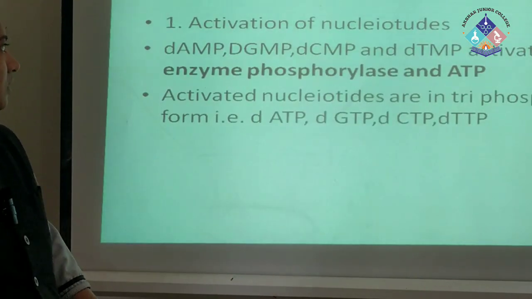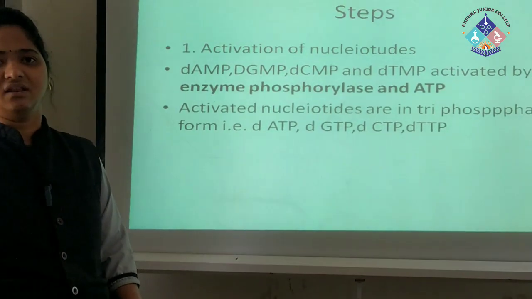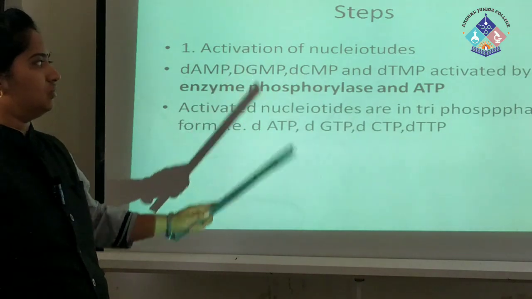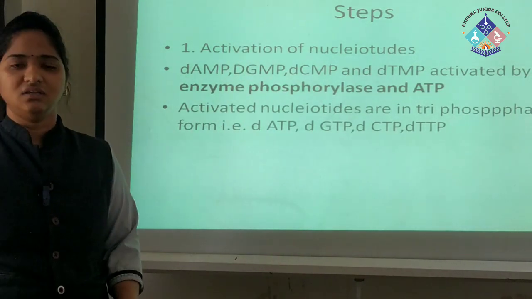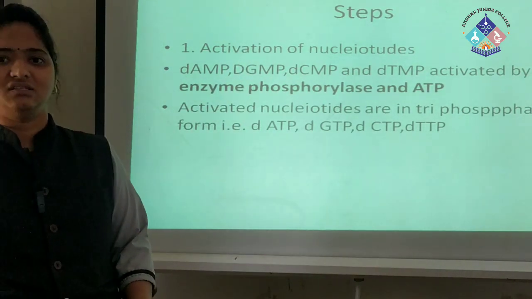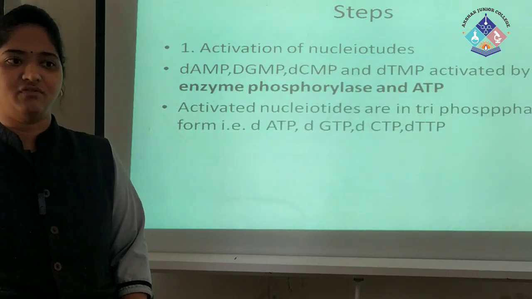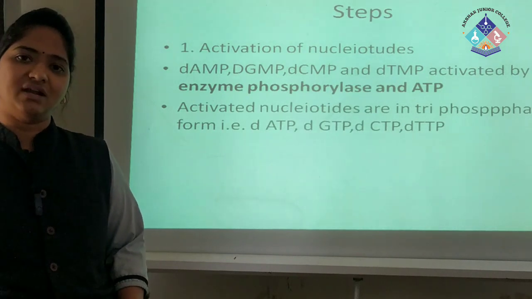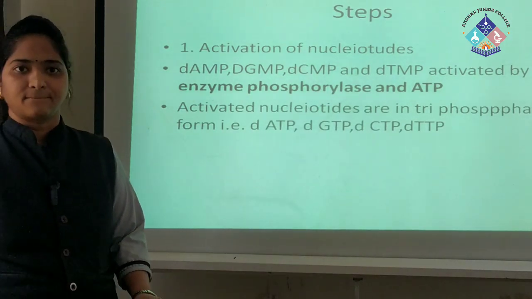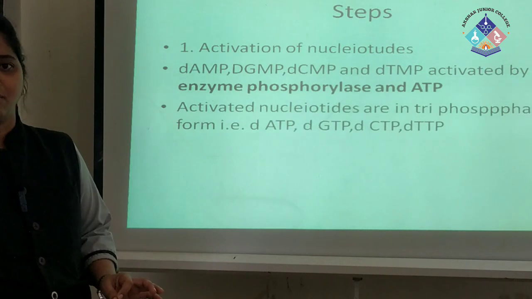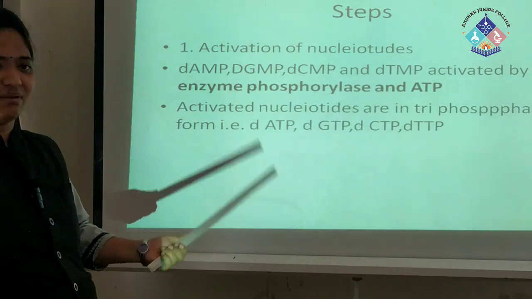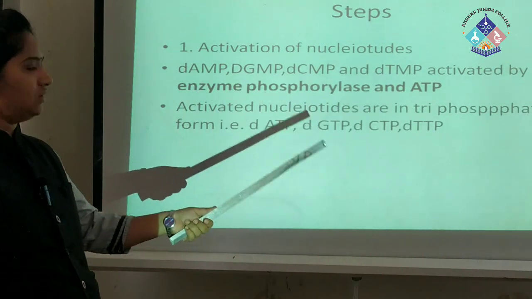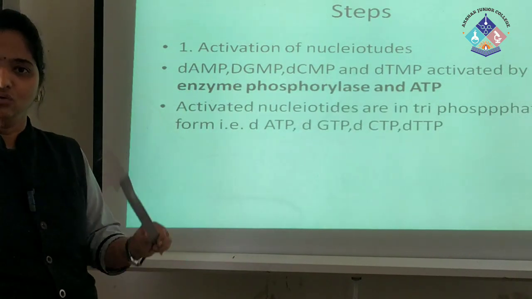Now we will see the steps of how DNA replication takes place. The first step is activation of nucleotides. As you know, DNA is made up of nucleotides. There are four types of nucleotides, that is adenine nucleotide, guanine nucleotide, cytosine nucleotide and thymine nucleotide. Initially they are in inactive form, and as you know, this replication occurs in the nucleus of the cell, so all the nucleotides are in the nucleoplasm.